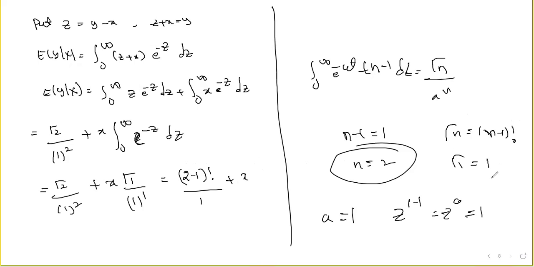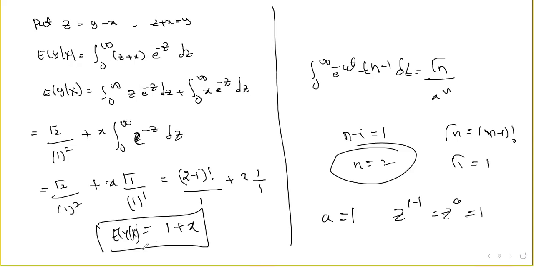Gamma 1 is 1 always, right? So this is also 1 by 1. Sorry, not 2 here. 2 minus 1 means 1 only. 1 factorial is 1, so 1 plus x. What is this? This is the expected value of y given x. Expected value of y given x is 1 plus x. Right?